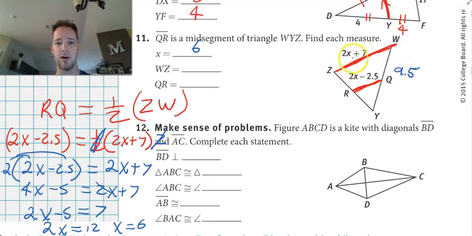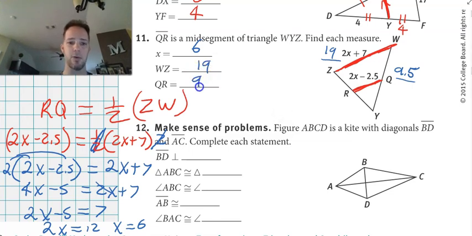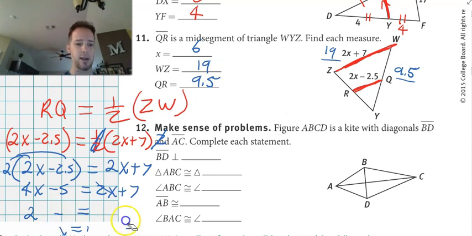2 times 6 is 12, plus 7 is 19. So sure enough, I do get that this is 19 and this is 9.5. That is half of there. Okay, so then WZ is 19, and QR is 9.5, and they are. All right, number 12, let me get rid of some of the stuff I just wrote down here.